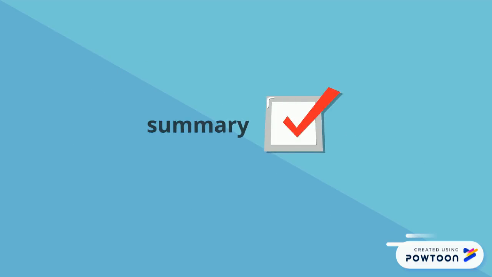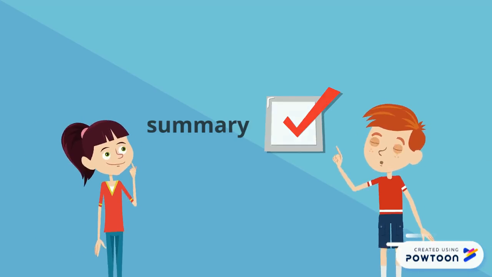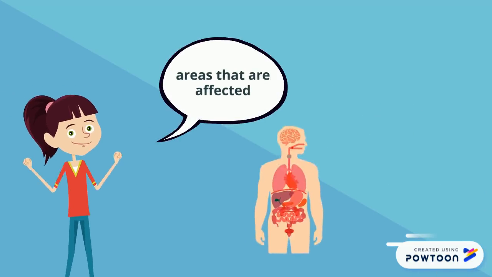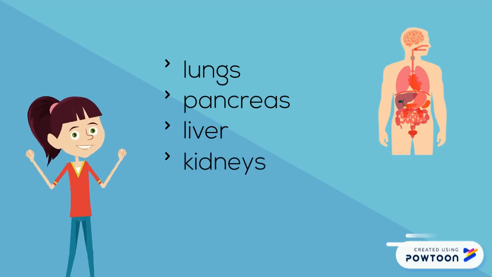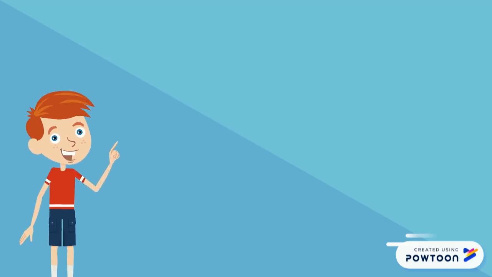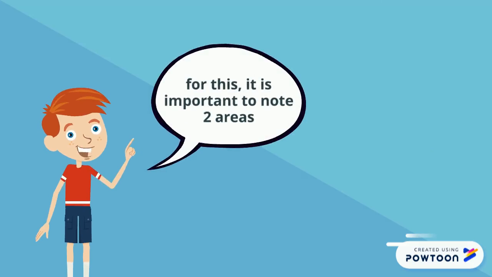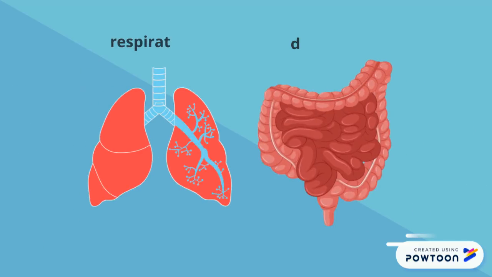To finish off the video, we'll give a brief summary of the content that we covered. The first main thing that we talked about were the areas that cystic fibrosis affects, namely the lungs, pancreas, liver, kidneys, and intestines. Following that, we covered the symptoms of the disease. For this, there are two main types of symptoms that appear. These are respiratory symptoms and digestive symptoms.